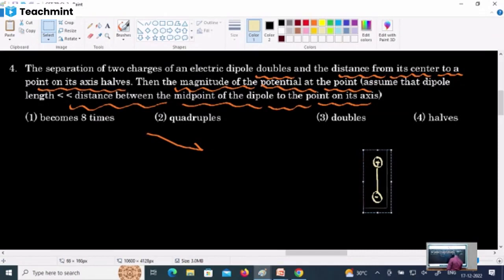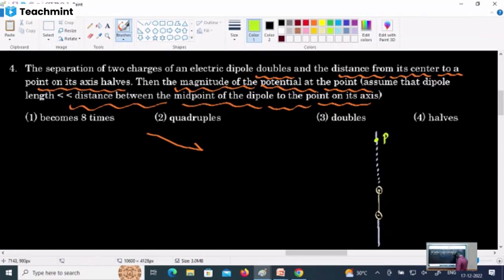This is a short dipole actually. This is the axis of it. That is the axis. You have a point here, P. The distance from the dipole to the point P is called R. The dipole length is 2a.